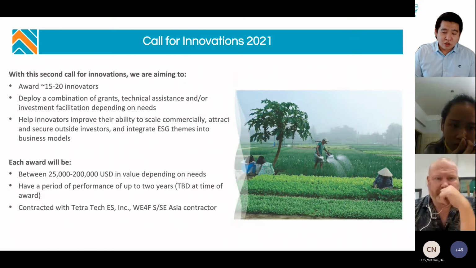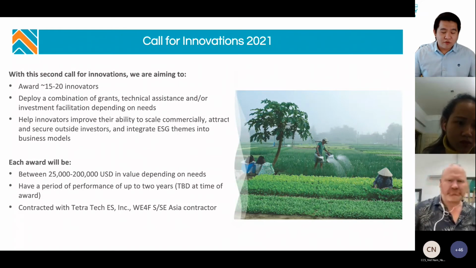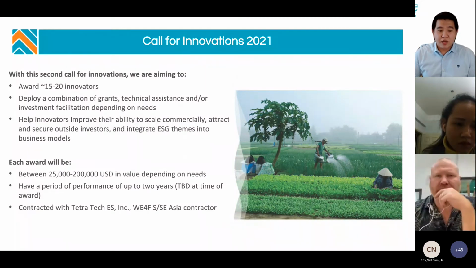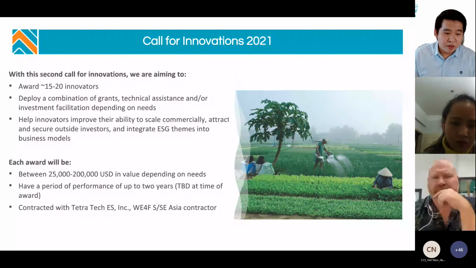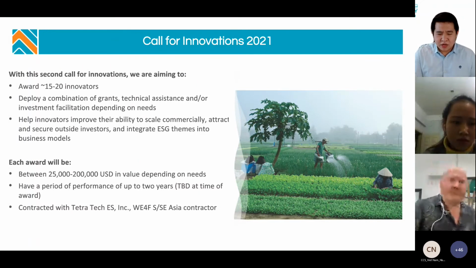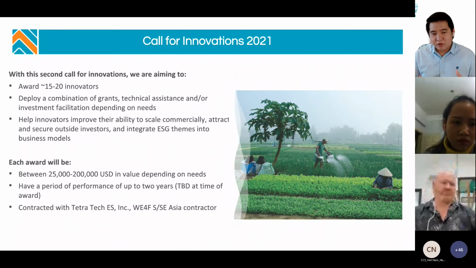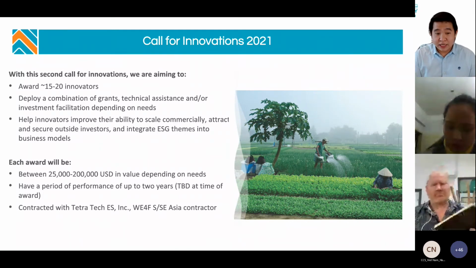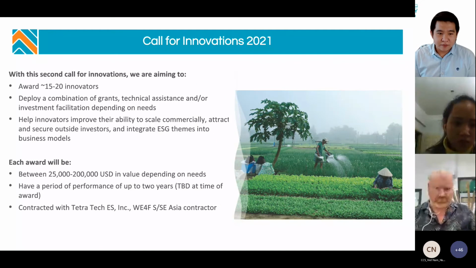And as you may have already seen online, this We4F South and Southeast Asia Hub is operated by a consortium of Tata Tech, Depth's work, and also definitely cross-boundary. As the prime contractor and implementer of this program, the contract you're going to sign will be between your organization and Tata Tech. So now that should give you a rough idea about We4F South and Southeast Asia, and the call for innovation.